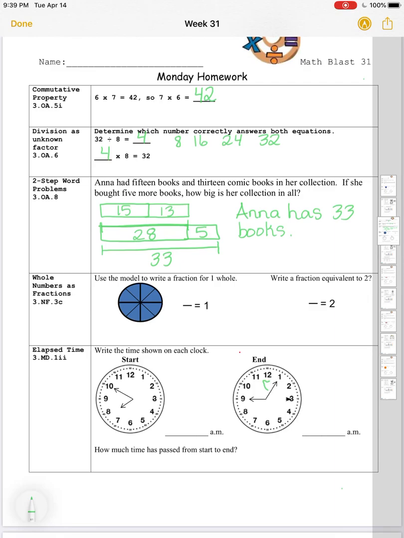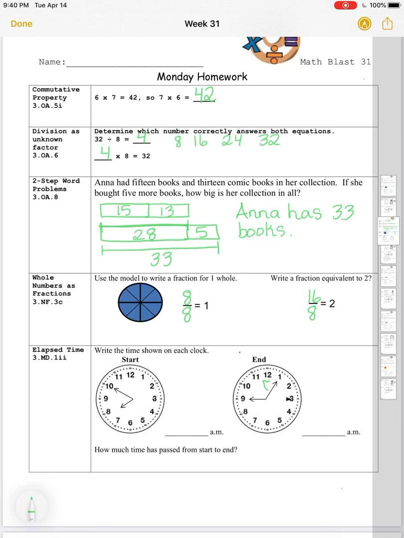Whole numbers as fractions. Use the model to write a fraction for one whole. Notice the model, the whole circle, is broken into 8 equal parts, so our units are eighths, and all 8 parts are shaded. So 8 eighths is equal to one whole. Write a fraction equivalent to 2. If 8 eighths is one whole, then 2 would be 8 eighths and another 8 eighths, which would be 16 eighths.